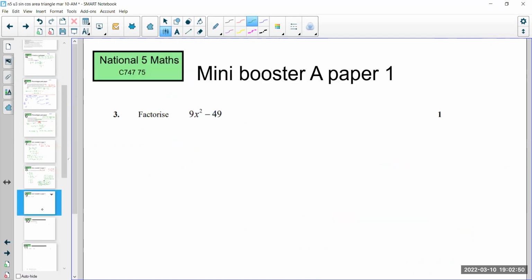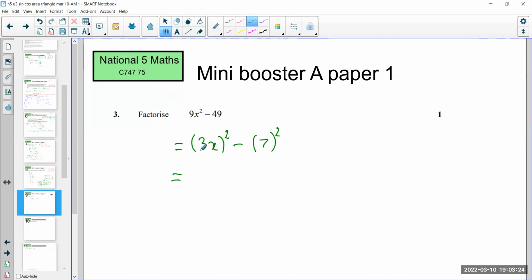Anyway, next question. 9x squared minus 49, can that be in an exam? Yeah. This is a difference of 2 squares. Can you see it? This is the same as 3x squared minus 7 squared. Oh, look at that. Only 1 mark. Is it really worth working for this? But there you go. Any marks is a good mark. That could be the mark that makes it a pass or a fail for you.